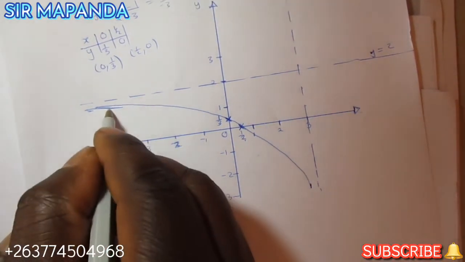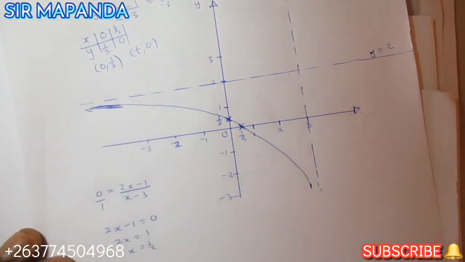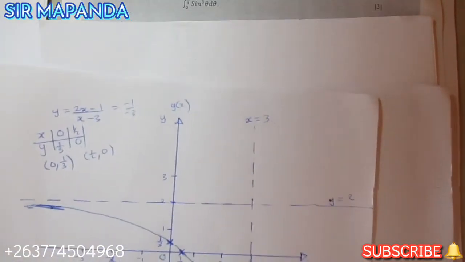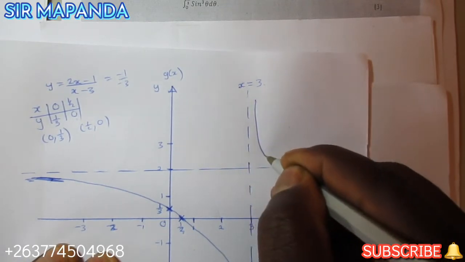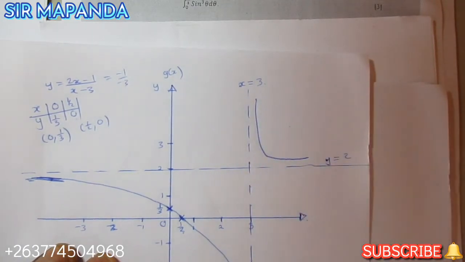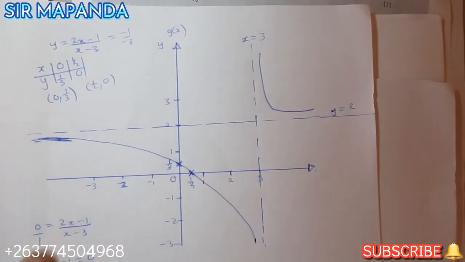I hope you are following. Approach, but you don't touch. Then on the opposite quadrant, you draw another curve approaching the asymptote, but don't touch. Something like this. So this is how you sketch the graph y is equals to (2x minus 1) over (x minus 3). I hope you are following, class.